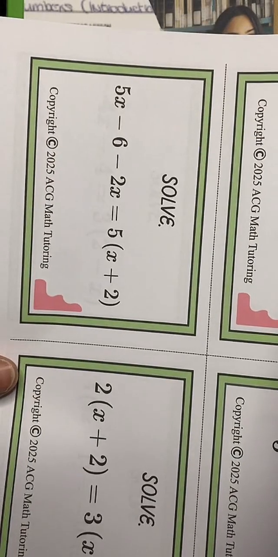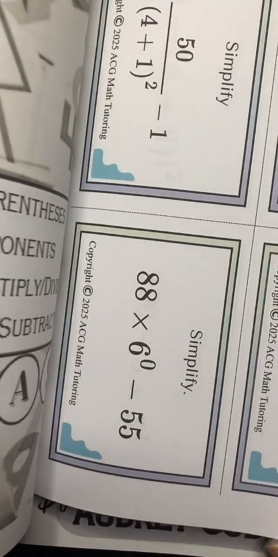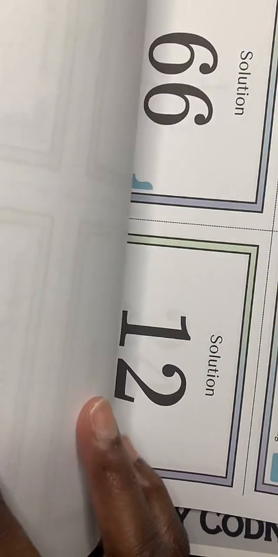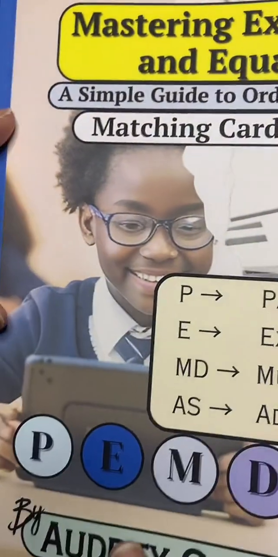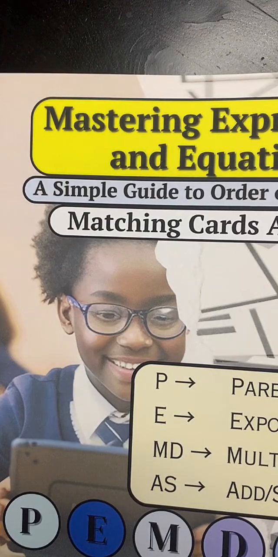We have the solving ones, which also come with answer cards, as well as simplifying. This is your order of operations section. So if you need more practice with order of operations, it's all in one book. You can just rip it out of the book. You can laminate them if you have a laminator. You can make copies of them. You can give it to your staff. Do what you got to do in order for you to pass this test.